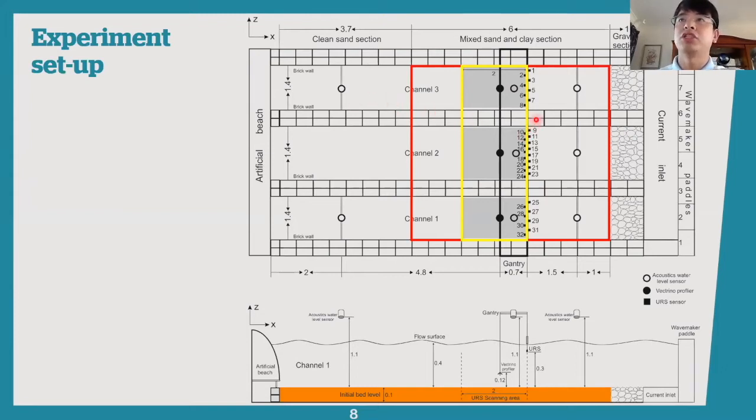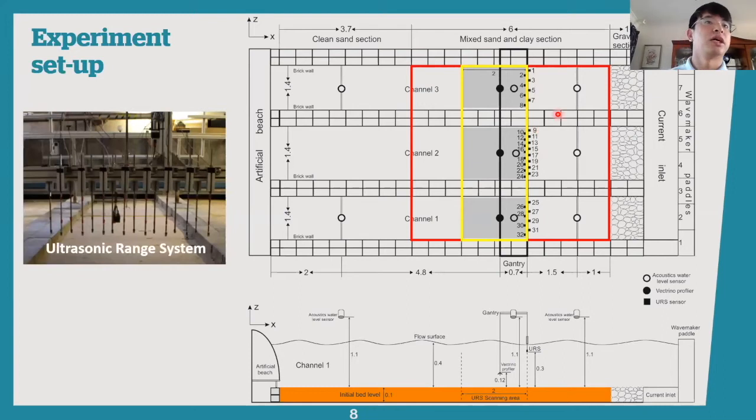Most of the instruments used in the experiment were mounted on this gantry in the test area, and we got the ultrasonic range system, which contains 32 probes as shown in these black squares. This photo shows the URS and probes in the center channel. During the experiment, at the preset time, we stopped the wave and the current and moved this gantry, so the URS probes can scan the 2 meters long section area and acquire the ripple development information.